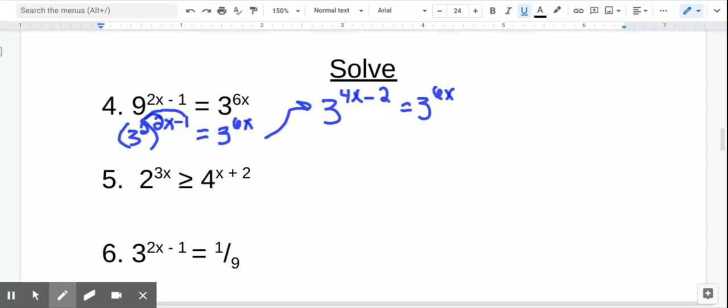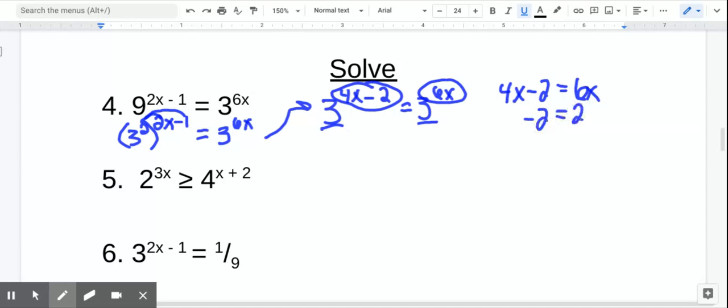And now we can use the 1-to-1 property. The bases are the same, so we can ignore those. That means our exponents have to be the same. So 4x minus 2 equals 6x. And then I'm just going to subtract 4x from both sides and finish solving. So x equals -1.